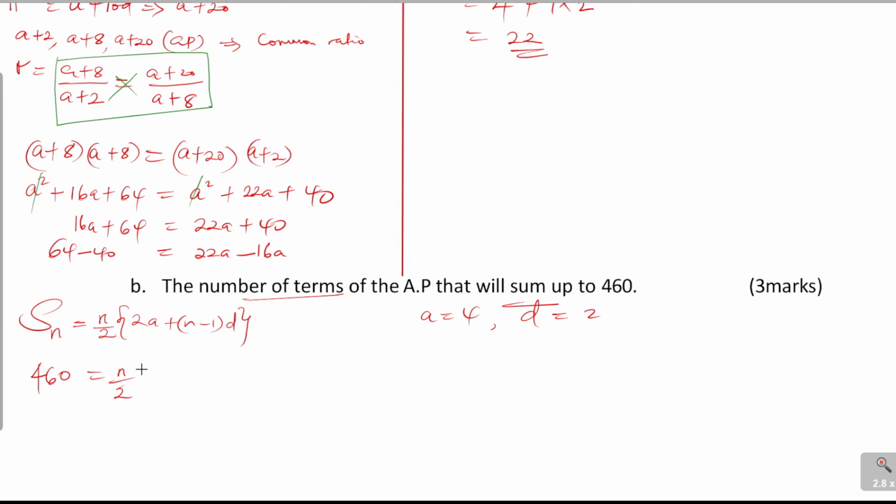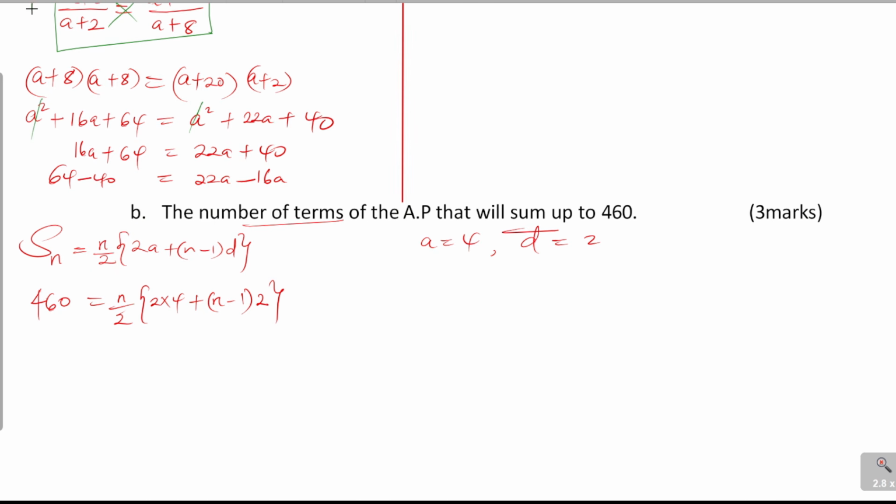So this is n over 2. Then 2a, this will be 2 times 4 plus n subtract 1. Then d is 2, like that. So from here, when you multiply both sides of the equation by 2 to eliminate these 2 here, you get 2 times 460, that will give 960 is equals to, so this one cancels, you have n, so this will be 8 plus 2n subtract 2, like that. So this will get 960.